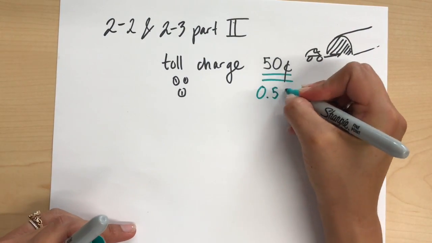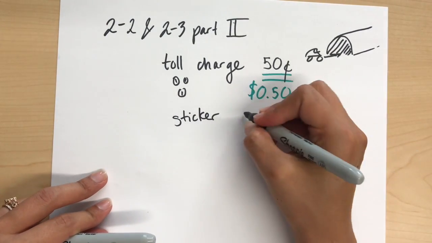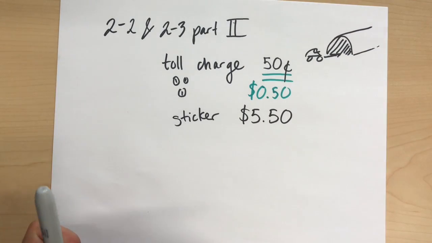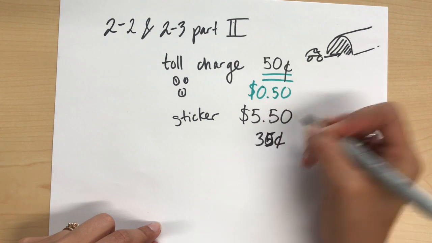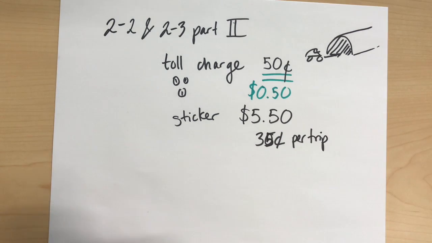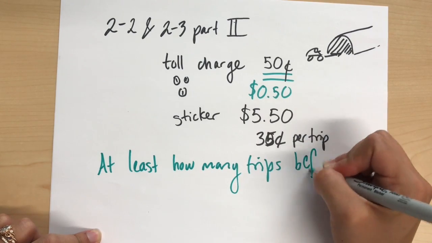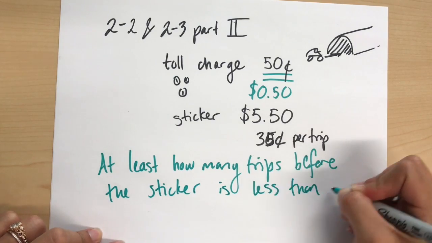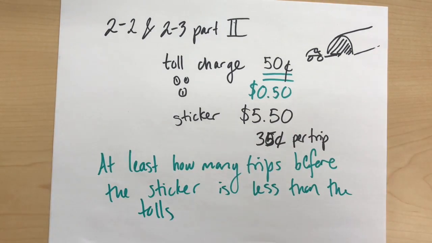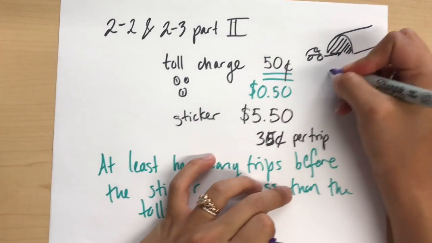But let's say that, we're going to write that with a dollar sign, by the way, they actually sell a sticker that costs $5.50, right? But what happens after the $5.50 is that it only costs 35 cents. So they're trying to get you to buy this sticker so that you can save money. So we want to know basically what's the cheaper option. At least how many trips do I have to take before the sticker is going to cost less than the toll charge? I need to know if it's worth it to buy the sticker, right? So I need to know if I'm going to make enough trips in order for it to be worth it, because that $5.50 expense is sort of a lot of money.